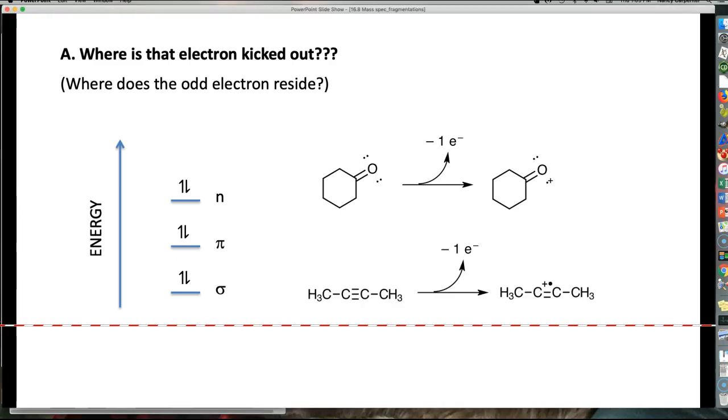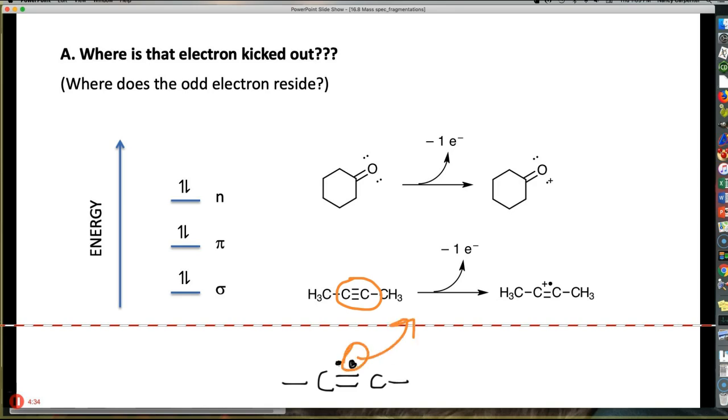How about 2-butene? Well, based on what I've said so far, it does stand to reason that we're going to lose an electron out of the pi molecular orbital. And keeping in mind that an alkyne, or any bond really, is just 2 electrons, then if I hit this with 70 electron volts, I take one of those away, and that gives me a molecular ion structure that I could propose looking like this.